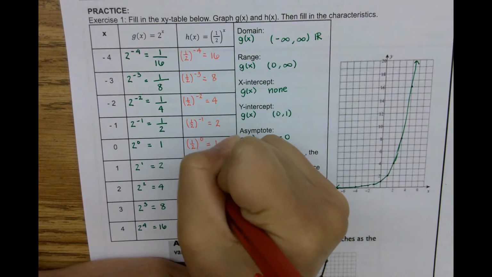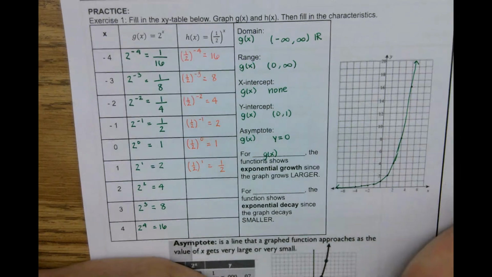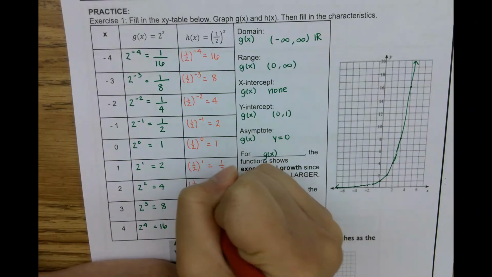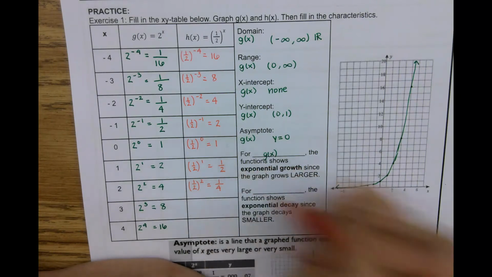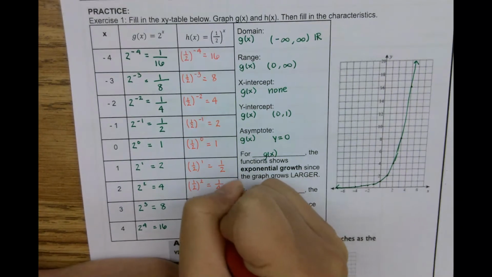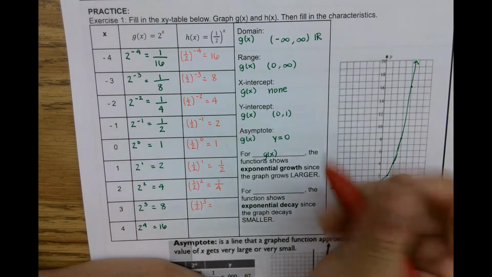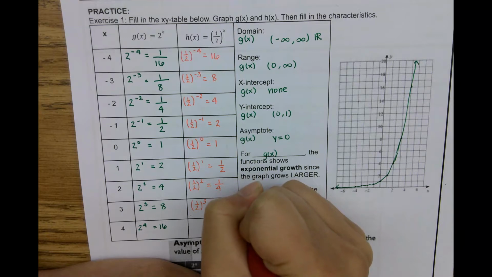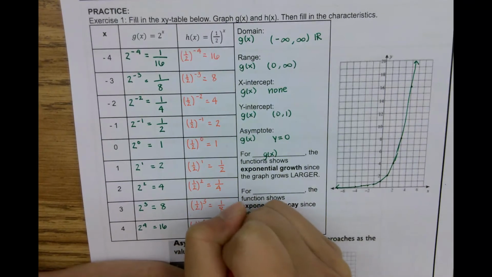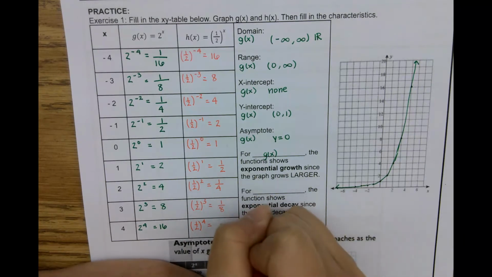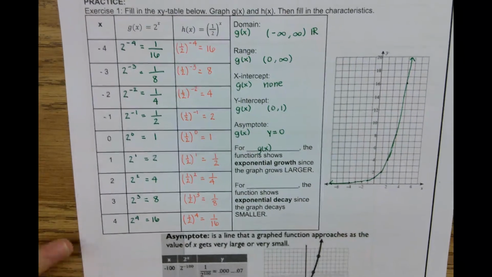1/2 to the 1st power. Anything to the 1st power is itself. 1/2 to the 2nd power. So 1/2 times 1/2 will give me 1/4. 1/2 to the 3rd power. So 1/2 times 1/2 times 1/2 gives me 1/8. And then 1/2 to the 4th power is 1/2 times 1/2 times 1/2 times 1/2, which will give me 1/16. Okay. So let's now graph it.